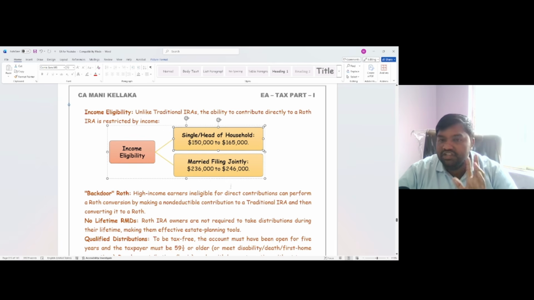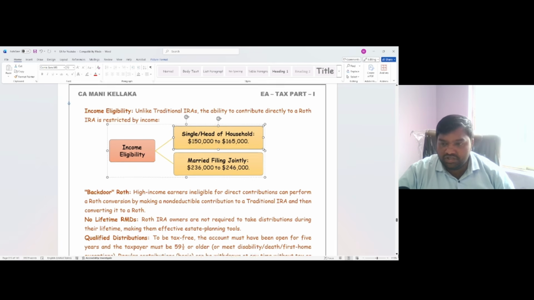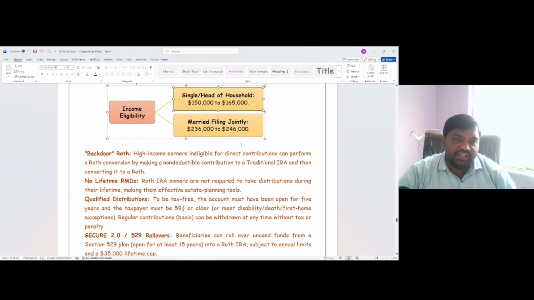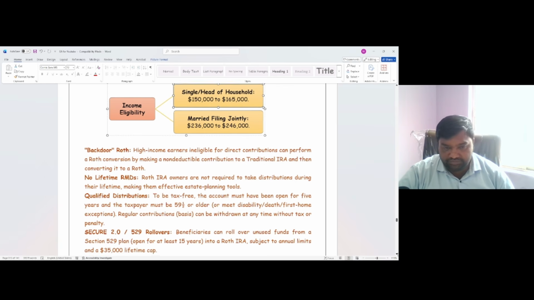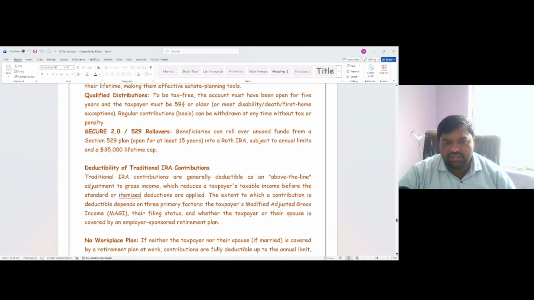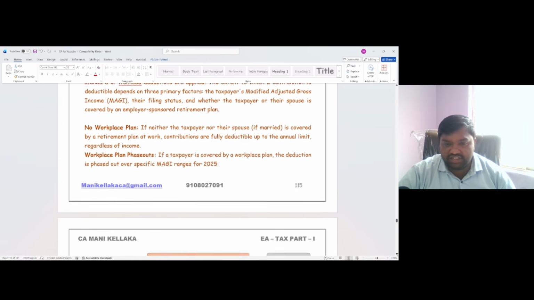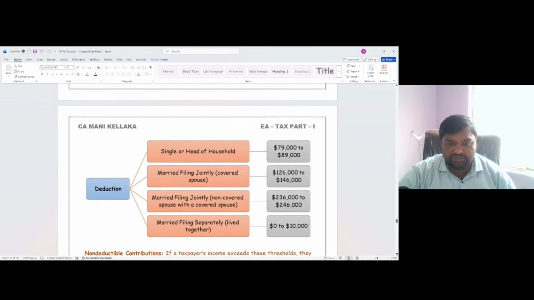For married filing jointly, you can see the limit there. What people will do is, as there is no income limit for traditional IRAs, they will first contribute to a traditional IRA, then they will change it into a Roth. You can see here, this is called backdoor Roth. Anyway, this was already discussed.